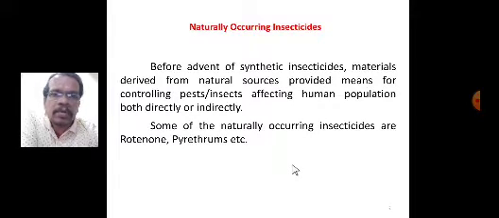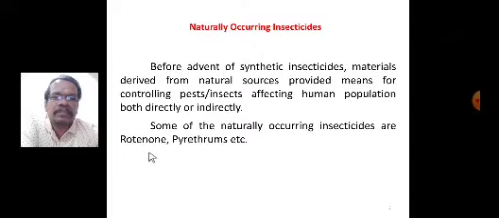So what are naturally occurring insecticides? All those chemicals were being used in old days. So before discovery of synthetic insecticides, people at that time were used to have these compounds from natural sources, means the plant sources. So these compounds are derived from natural sources, which provides means for controlling pests or insects which affects human population directly or indirectly.